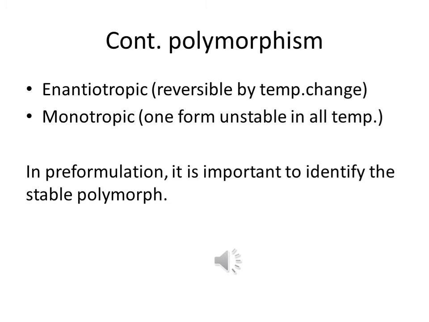During the preformulation, it is important to identify the polymorph that is stable at room temperature and to determine whether polymorphic transition can be possible within the temperature range used for the stability study and during the processing, drying and milling.